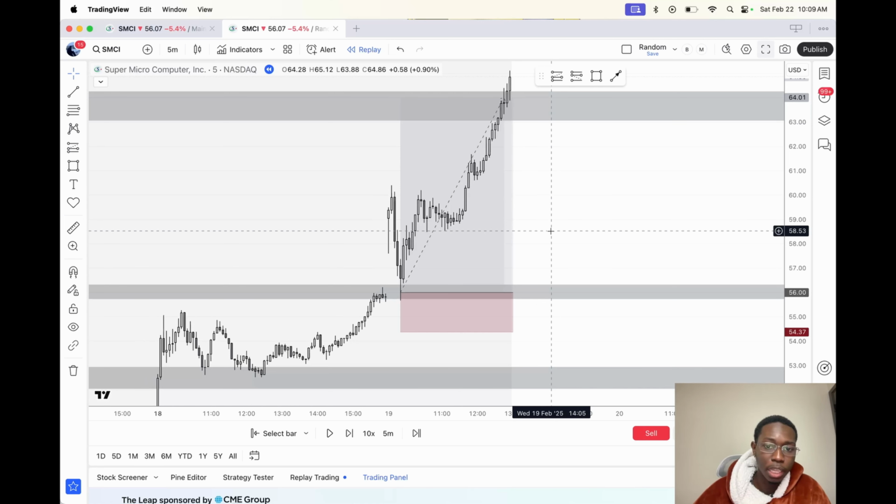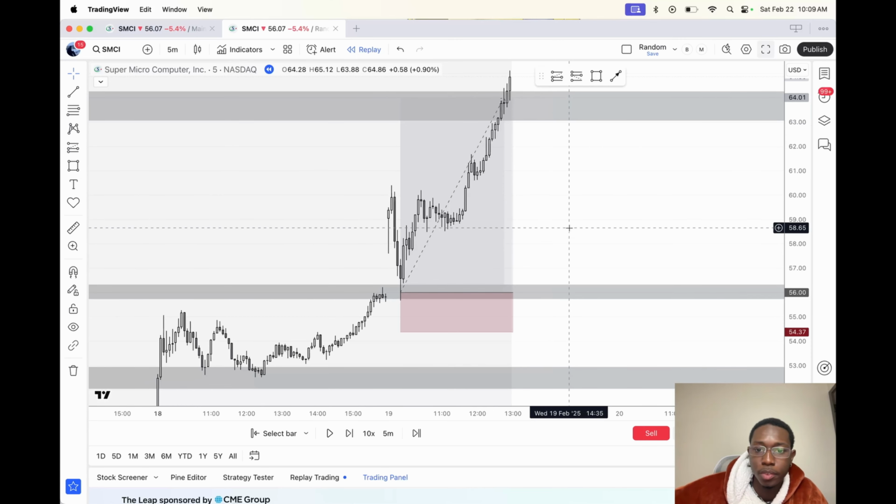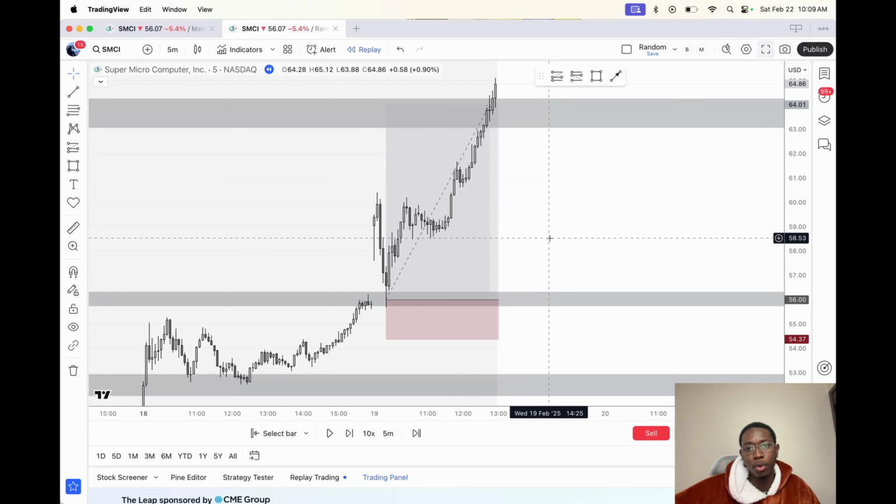When you're trading, you have to think in terms of probabilities. So the probability of price going higher was greater than the probability of price going lower. So if that's the case, where would I like to see buyers take some of their profit? It was 64. So that's essentially how I broke down this trade and made $1,500 in 3 hours on Wednesday.